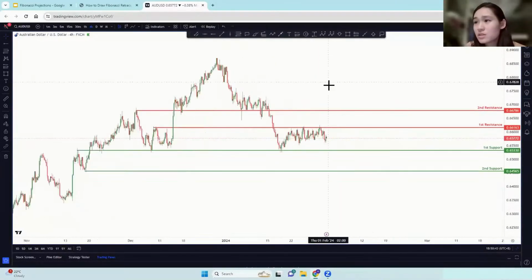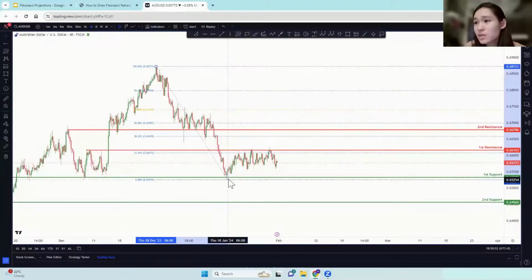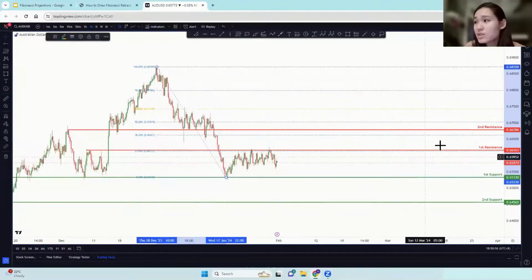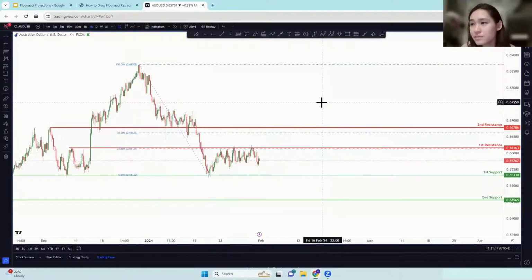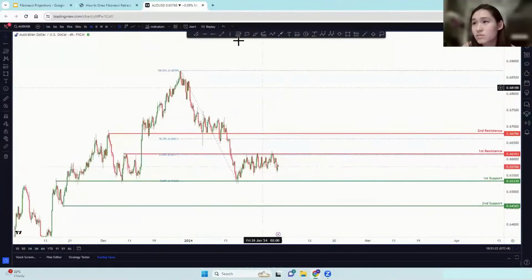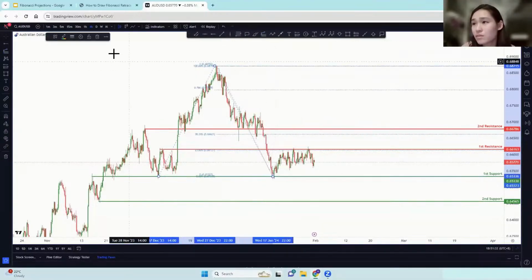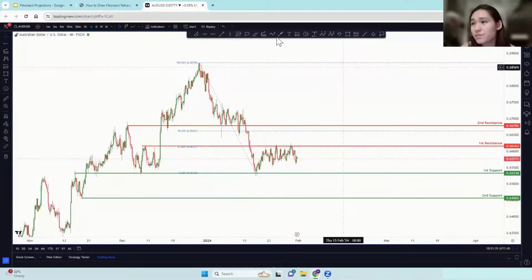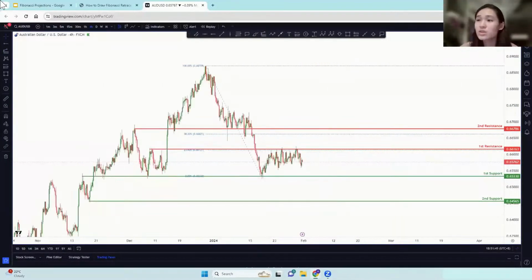But let's just do some analysis anyway. So starting off, I'm going to look for a retracement. I can see that this first resistance lines up with the 23.6, and the 38.2 as well. Okay, we don't have any projections. I think that's all the levels that we have.